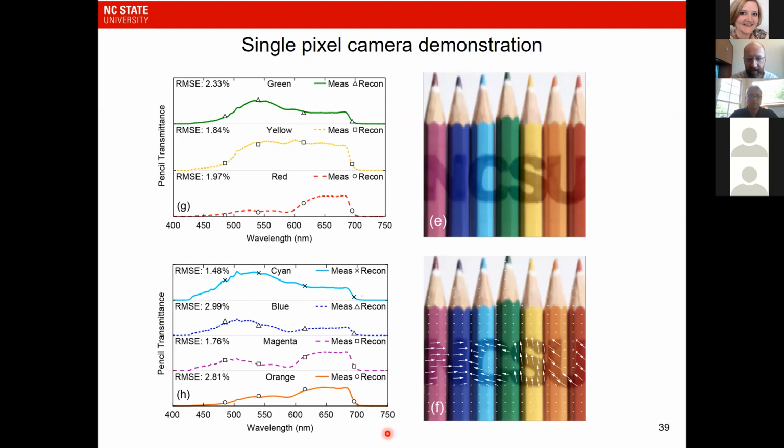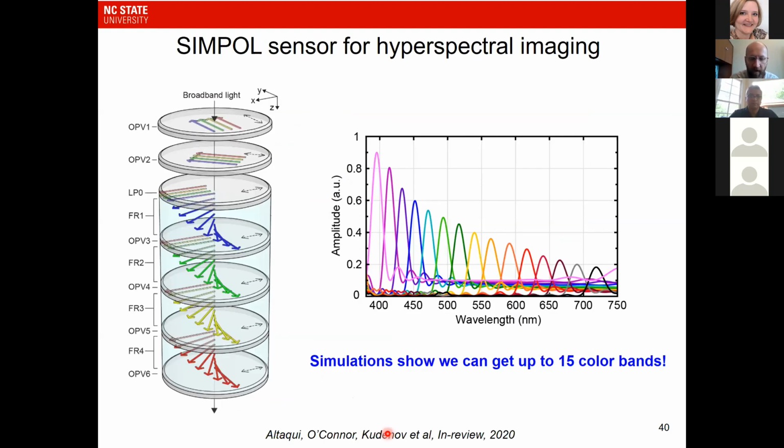And now we just have to work on improving it by going to an array to get the snapshot imaging, which will be a challenge. And we can also redesign these things to actually do more colors. So that example was just 4 colors. We have modeling that suggests we should be able to get up to 15 colors filtered out, and that would bring us closer to what we consider hyperspectral. And so that's sort of where we're going with this concept. So pretty excited about that.